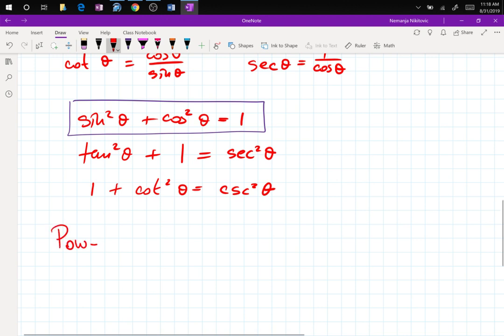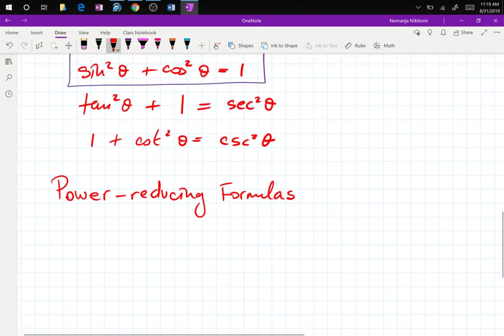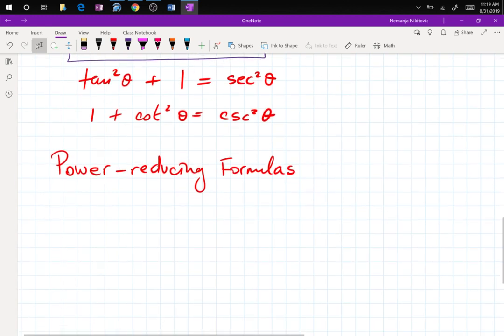They're called power reducing formulas. Now, you probably encountered this already. You should have in your Calc 1. But these formulas are the only way to integrate sine squared and cosine squared. If you don't know these formulas, you just can't do those problems at all.